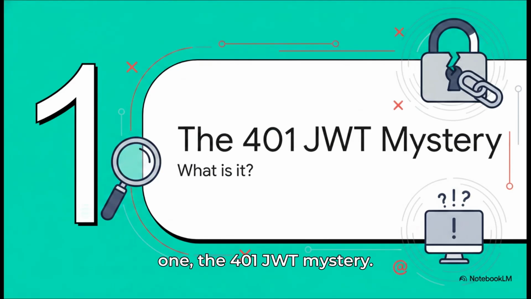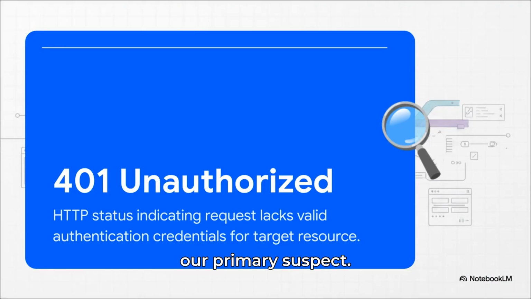All right, Section 1. The 401 JWT mystery. What is it? Let's start with our primary suspect. A 401 unauthorized is really just an HTTP status code. It's simply the server telling us that the request the browser just made lacks valid authentication credentials for whatever resource it's trying to hit. Now, in older legacy systems, this might have triggered one of those basic authentication pop-up prompts with a www.authenticate header.